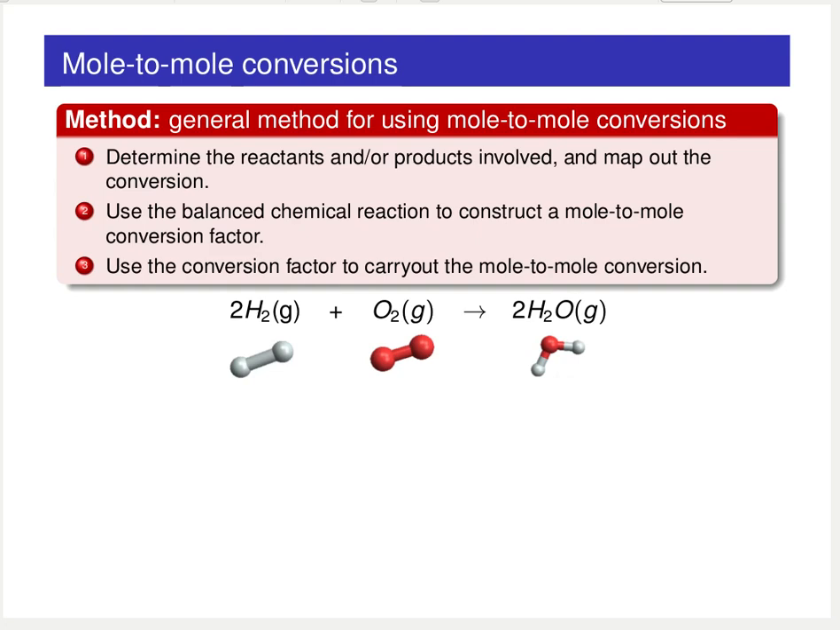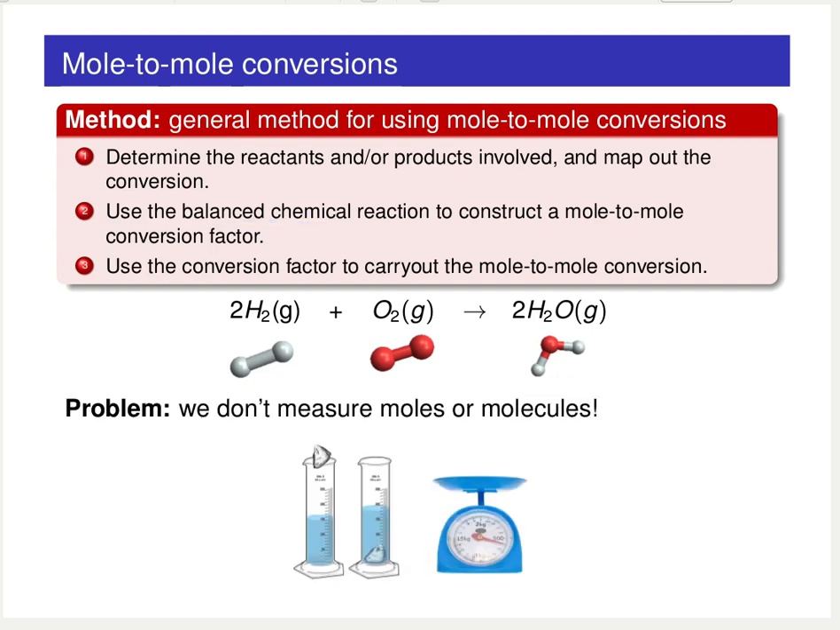So a quick recap here, how to use mole-to-mole conversions. Remember, the general method for using a mole-to-mole conversion was to map out our conversion, map out which set of reactants and products we want to convert between. Then use that balanced chemical reaction equation to construct a mole-to-mole conversion factor, and then finally carry out that conversion, do the math.